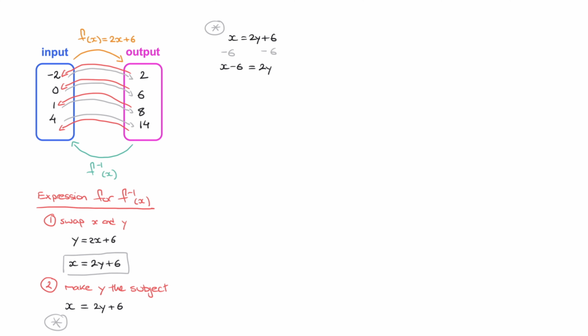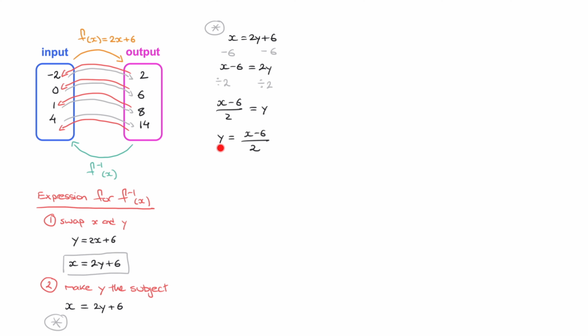The next thing I'll do is get rid of this 2 that's multiplying the y on the right hand side, and to do that all we have to do is divide both sides by 2. And so we quickly end up with x minus 6 over 2 equals 2y divided by 2, which is just y. And of course we can rewrite that as y equals x minus 6 over 2. And as such, we're done.